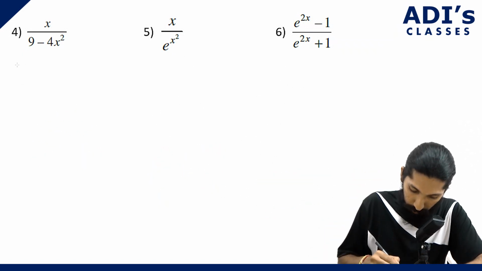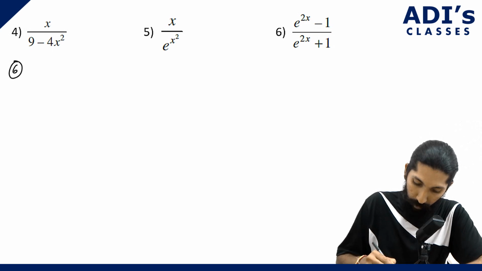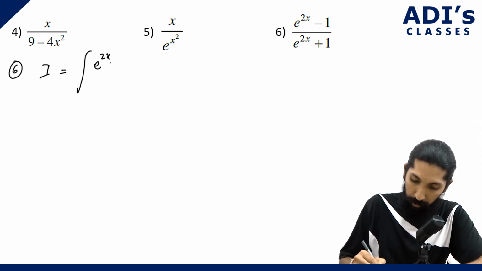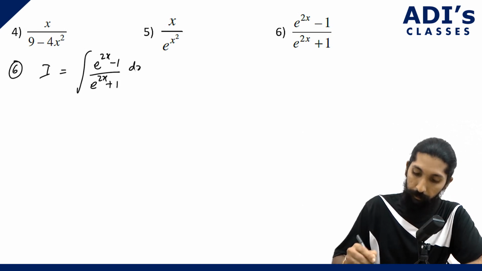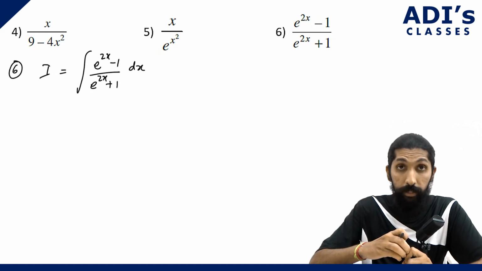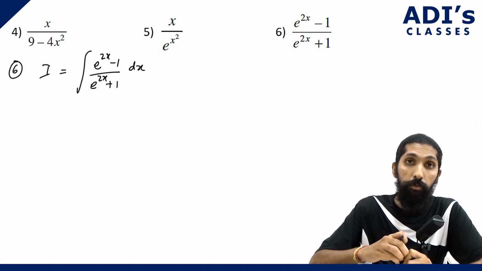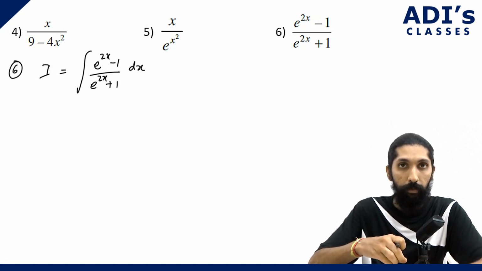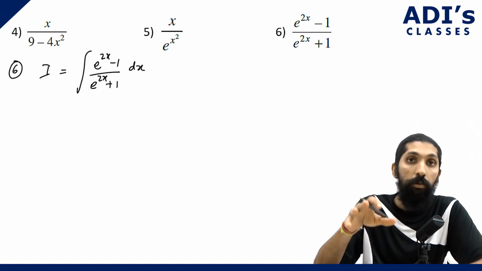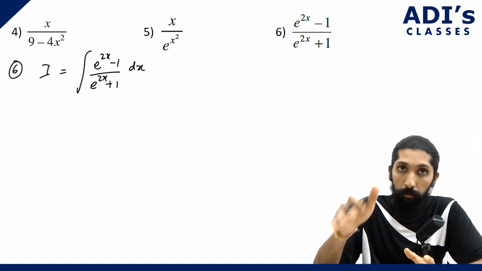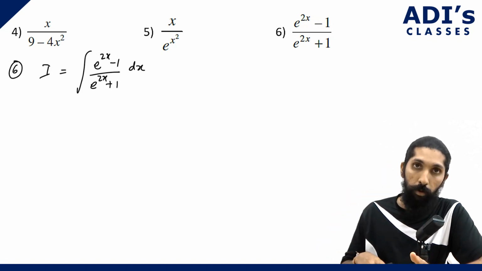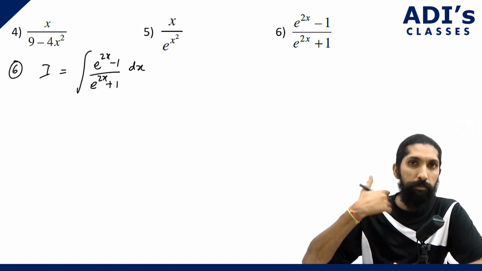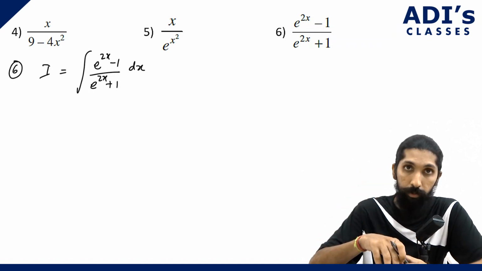See here, what you have is I is equal to the integral of e power 2x minus 1 by e power 2x plus 1 dx. You can't solve it directly. So what you need to do is first simplify and then do the substitution method. Remember I was telling you there's no one particular thumb rule to solve any of the substitution problems. It goes by practice. By practice, you will get to know how to go about it.